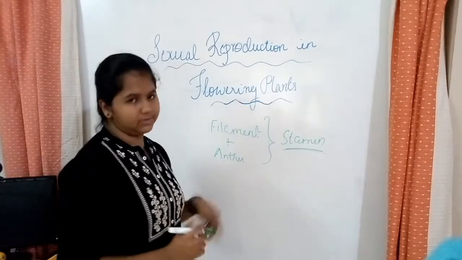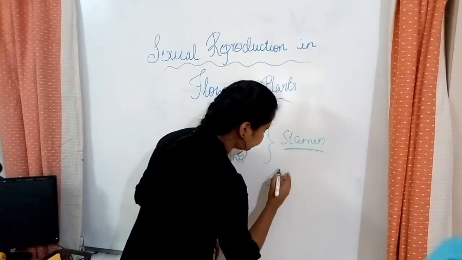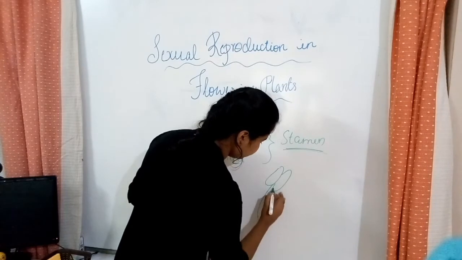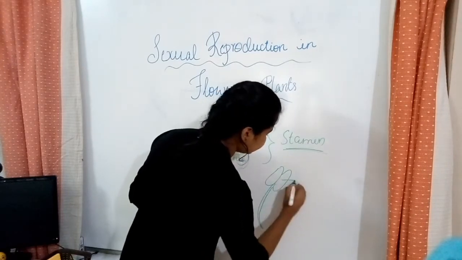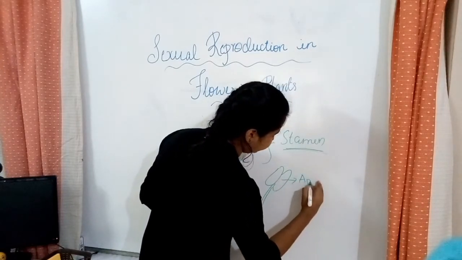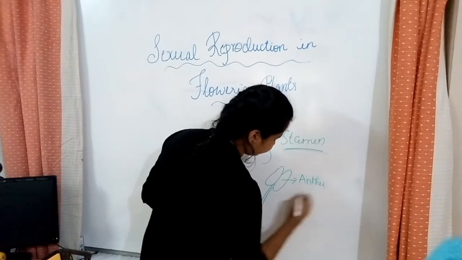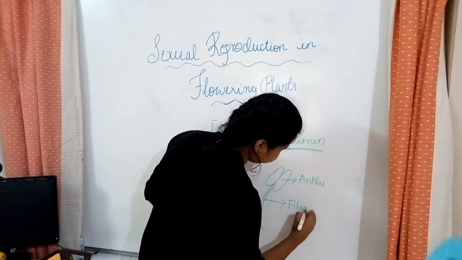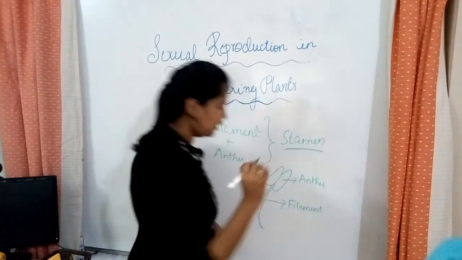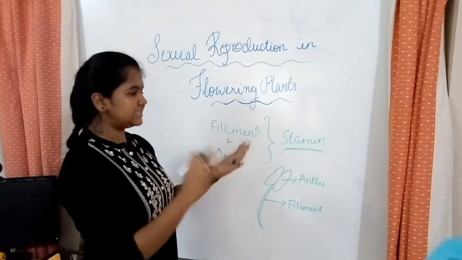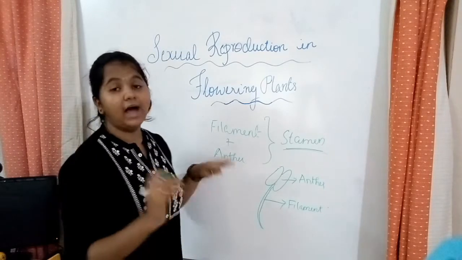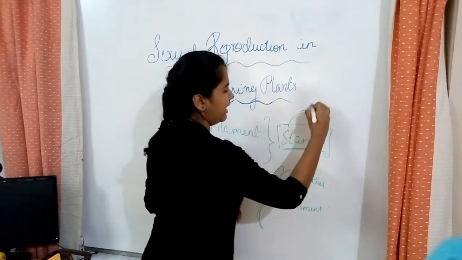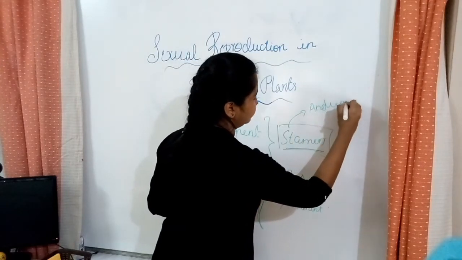This is the anther. This is the filament. Okay, this is the basic structure of what? The anther. Sorry, the stamen. So the stamen is the androecium.